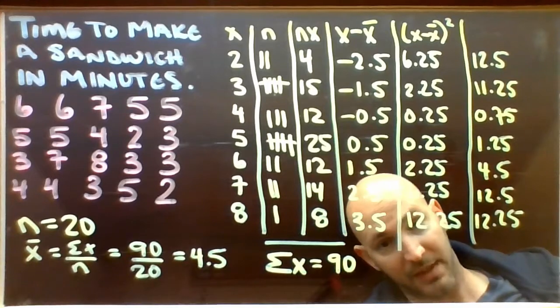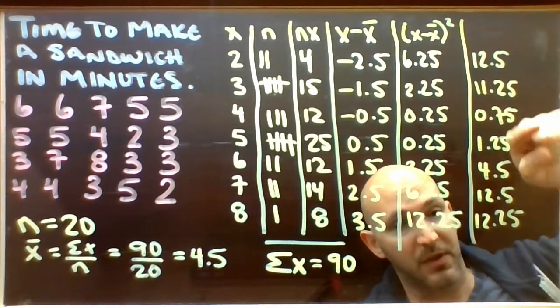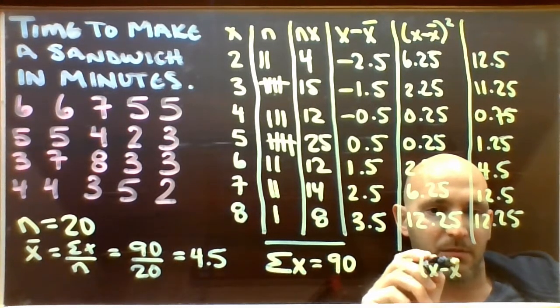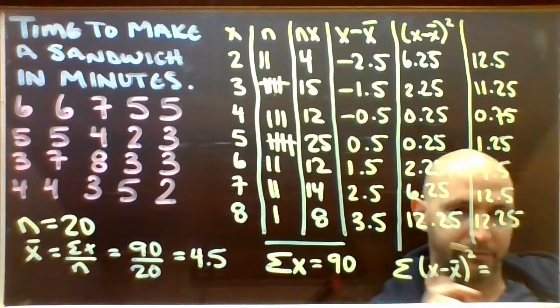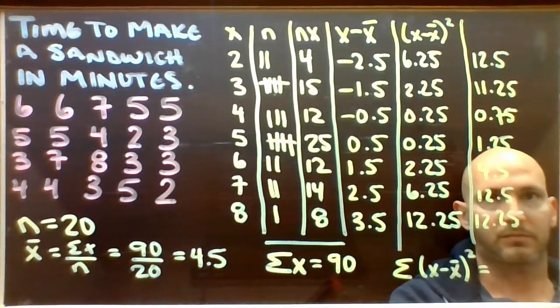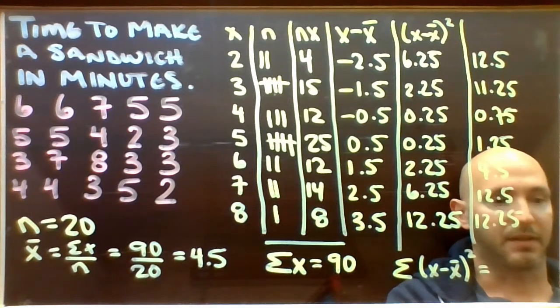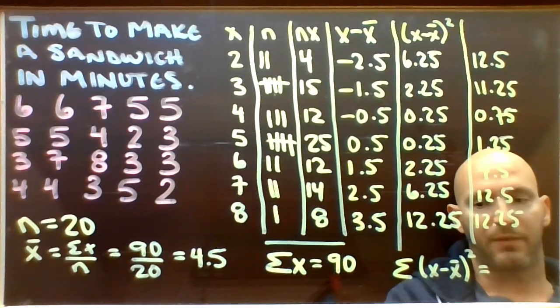So you can see this around my face there. I'm going to take all these numbers and add them all up so that I can get the sum of x minus x bar squared. So give me a minute while I grab the calculator. It's 12.5 plus 0.75 plus 1.25 plus 4.5 plus 12.5 plus 12.25 gives me a total of 55 here.